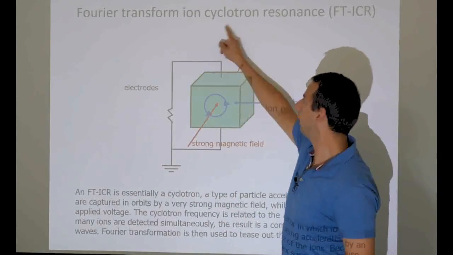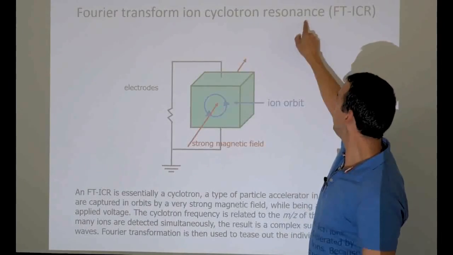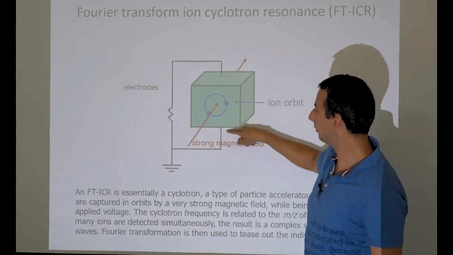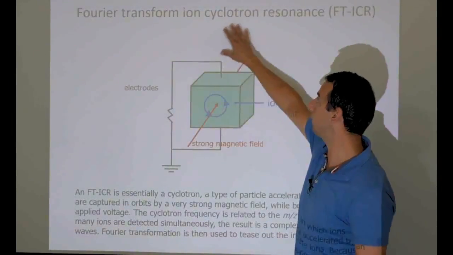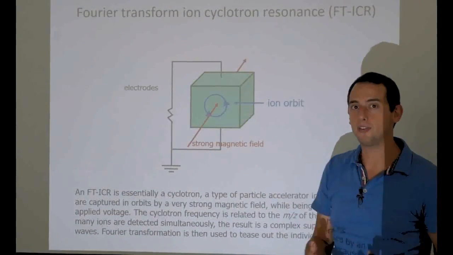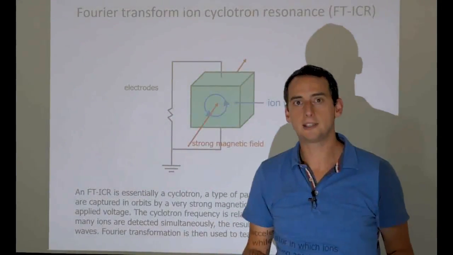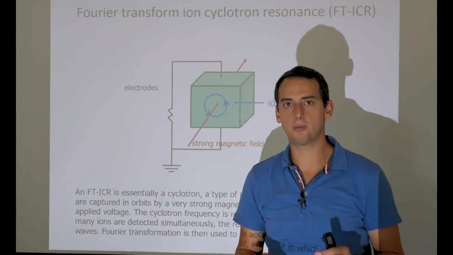So the ion cyclotron resonates or creates resonance currents in the plates. That's the ion cyclotron resonance. But the resonance signal is a mess. So how do we tease all the individual molecules apart?